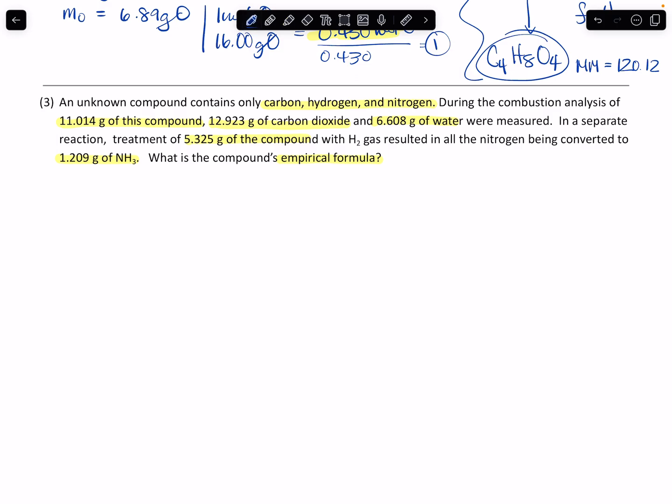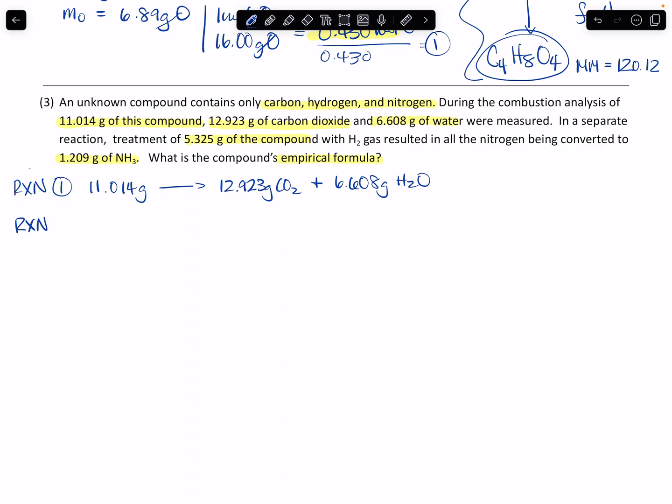So we really have two reactions. Reaction number 1, we've got 11.014 grams of our compound, and that's going to produce 12.923 grams of carbon dioxide and 6.608 grams of water. Now, of course, there are other products here, but these are the only two that we're given information about.